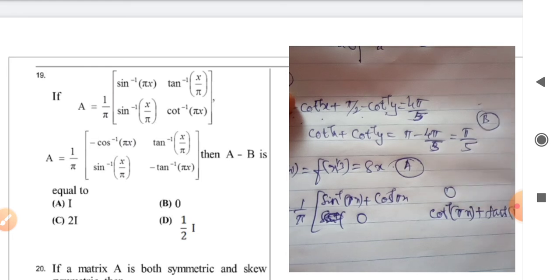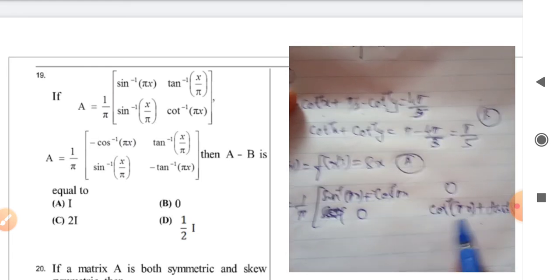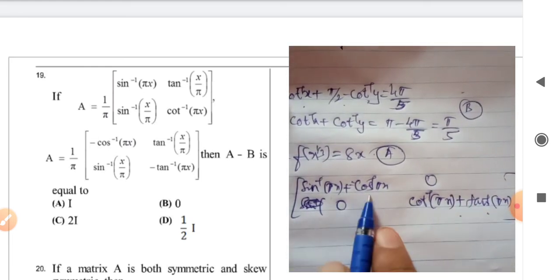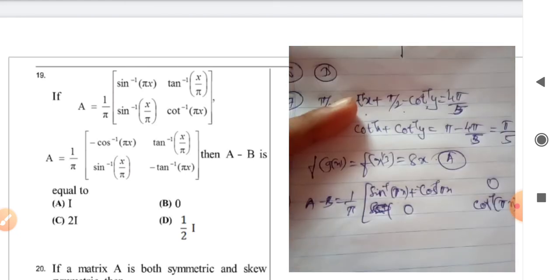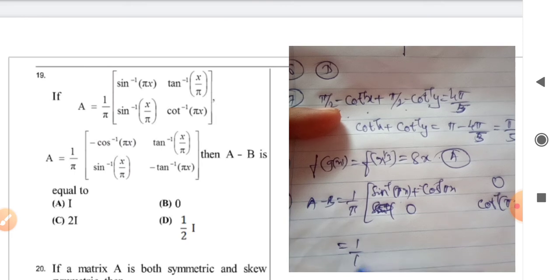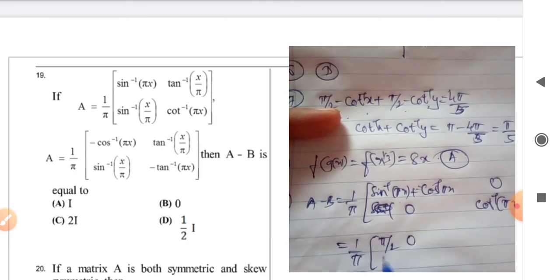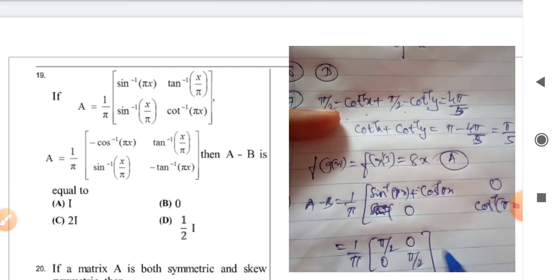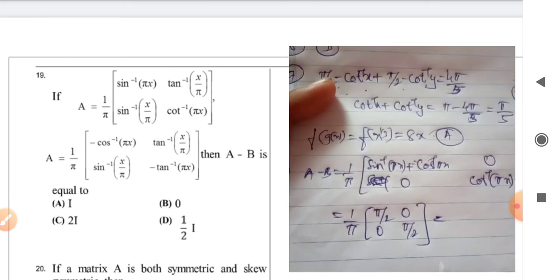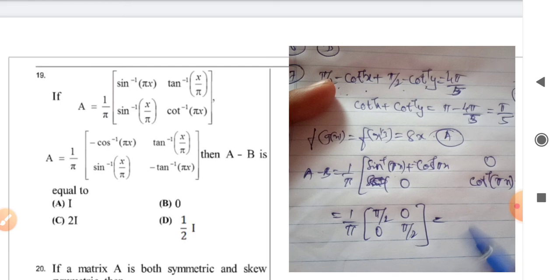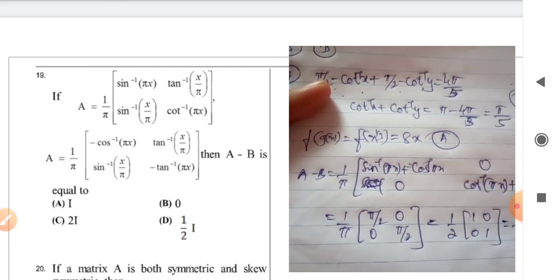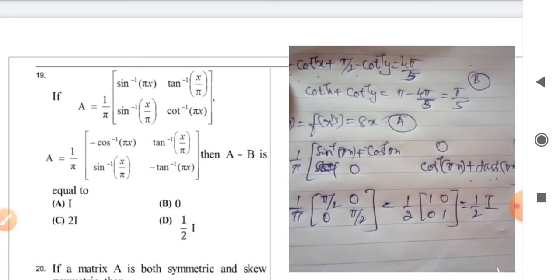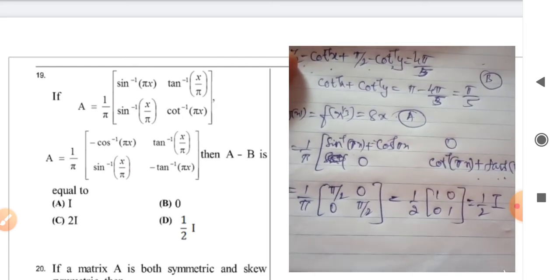You know the standard property: sin inverse of x plus cos inverse of x equals pi by 2, and hence this is also pi by 2. Finally, you just go through this, 1 by pi, it is pi by 2, 0, 0, pi by 2, correct? I hope you understood this, correct? Now if I take pi by 2 outside, you get 1 by 2 times of 1001, that is 1 by 2 times the identity matrix.